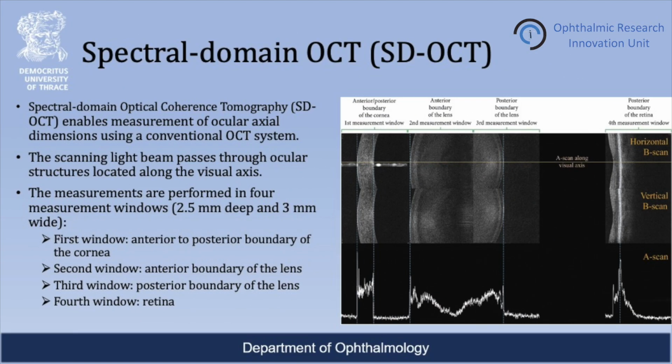Spectral domain optical coherence tomography enables the measurement of ocular axial dimensions using a conventional OCT system. The scanning light beam passes through ocular structures located along the visual axis. The measurements are performed in 4 measurement windows. Each window is 2.5 mm deep and 3 mm wide. The first window measures the anterior and posterior boundary of the cornea. The second window measures the anterior boundary of the lens. The third window calculates the posterior boundary of the lens, and the fourth window assesses the retina.